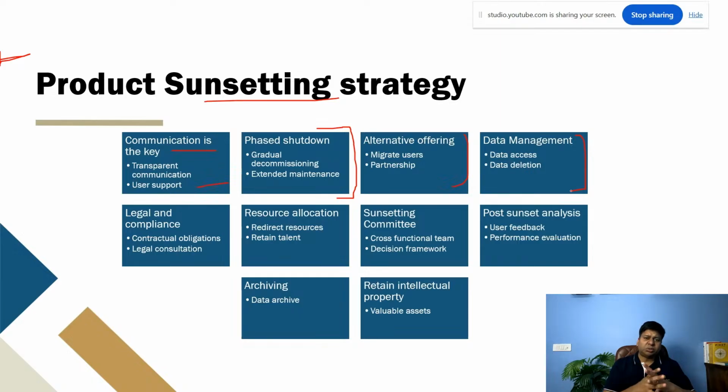All of these things should be determined, keeping in mind the contract or the licensing terms. So legal and compliance play a big role here. What is our contractual obligation? Consult with the legal team. That's why we should have a team, and the legal team should also play a big role here. We should be redirecting the resources. It should not happen that we are phasing out the product, but there is a team already working on this product and talent is there. So retain that talent.